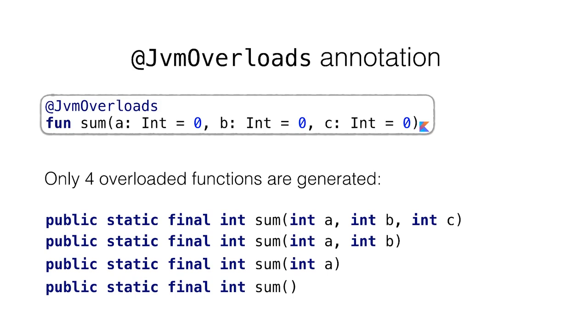Note that if you don't use the function with default arguments from Java, there is no need to add the JvmOverloads annotation. Even if you use it occasionally from Java but you want to have only one function for performance reasons, you might want to leave it without annotation and to specify the argument values explicitly in Java. That's your choice.